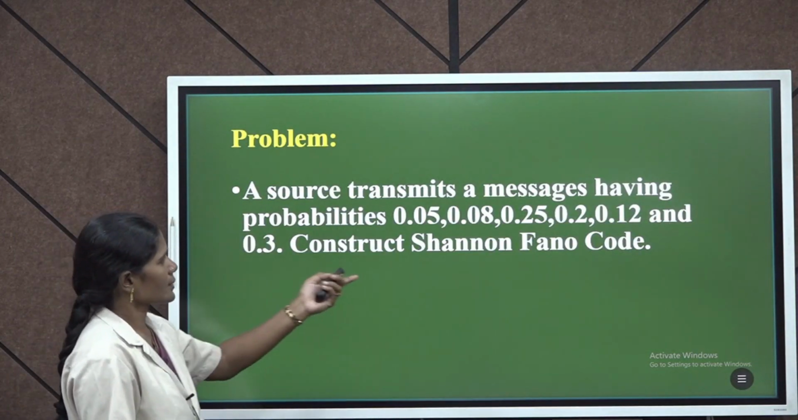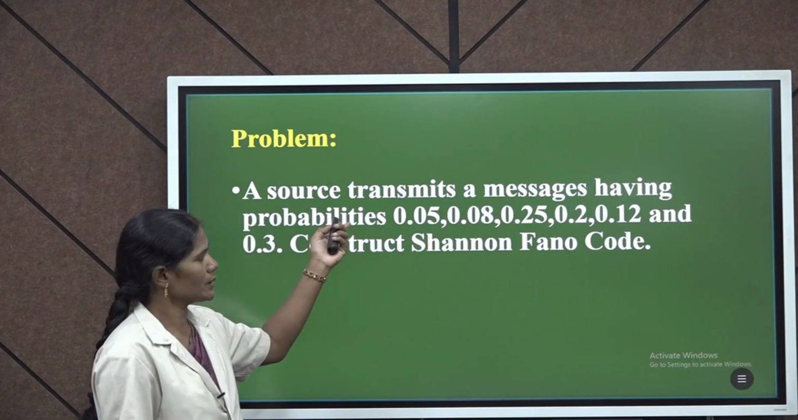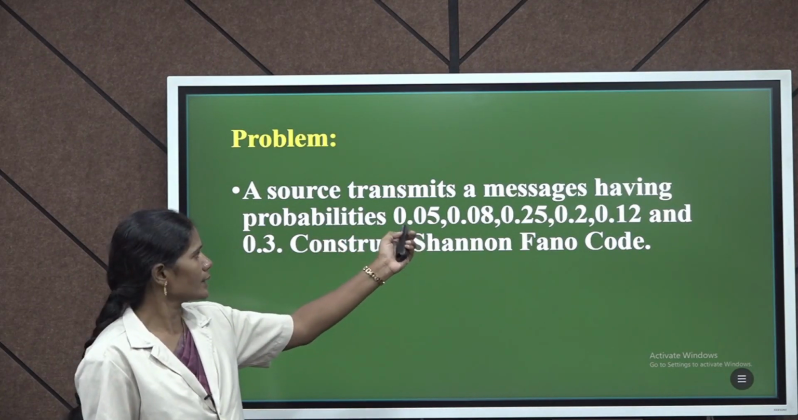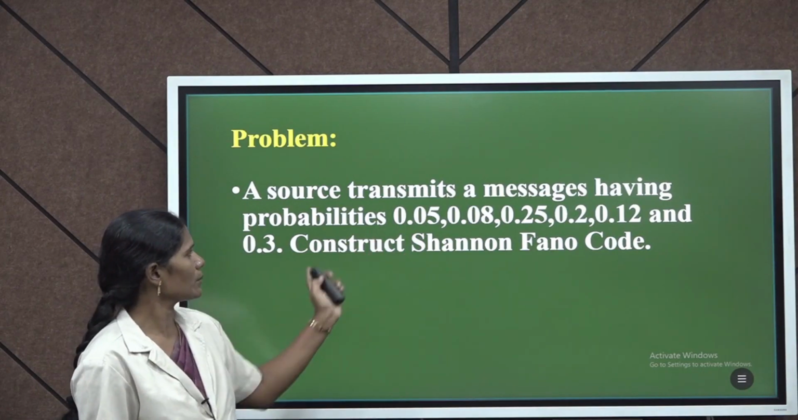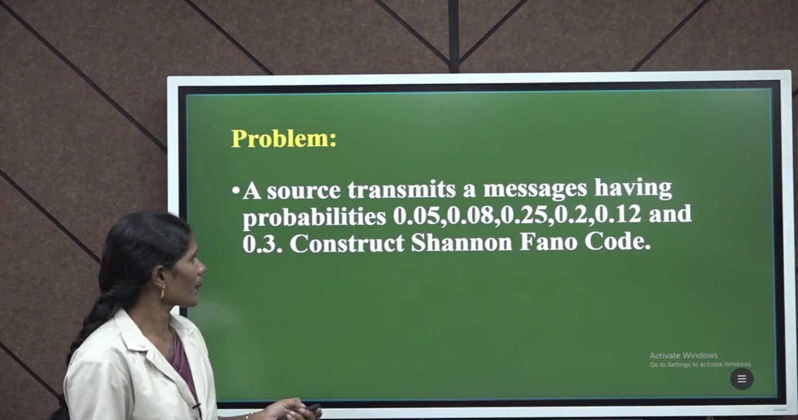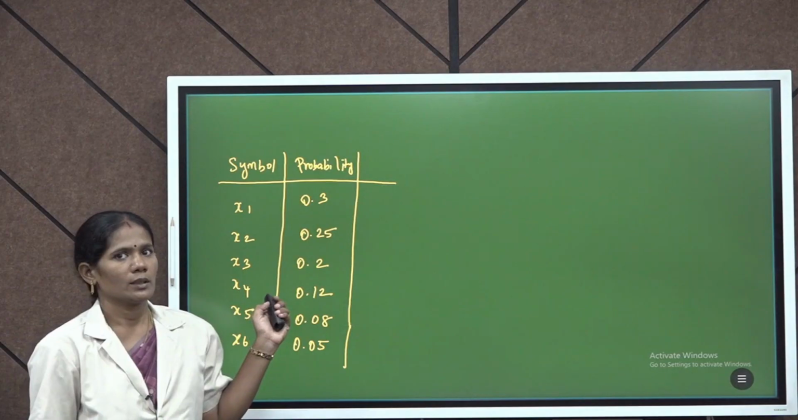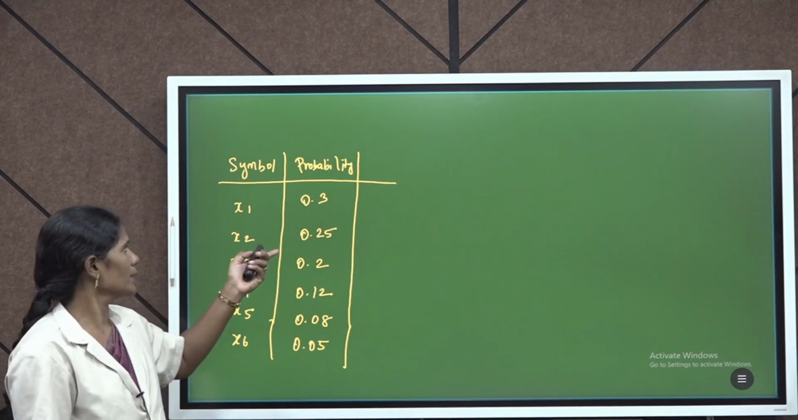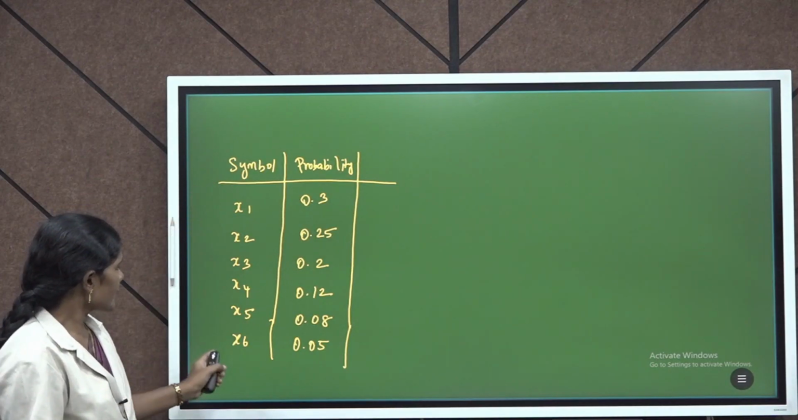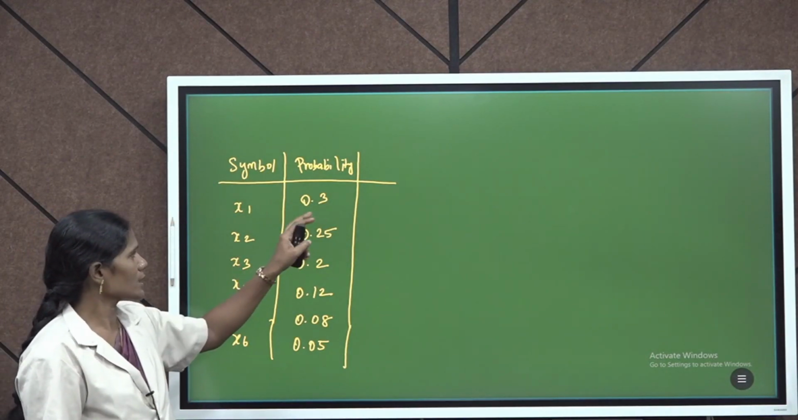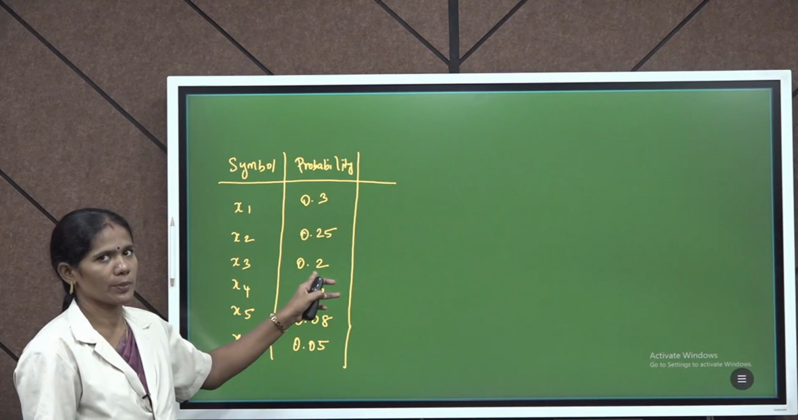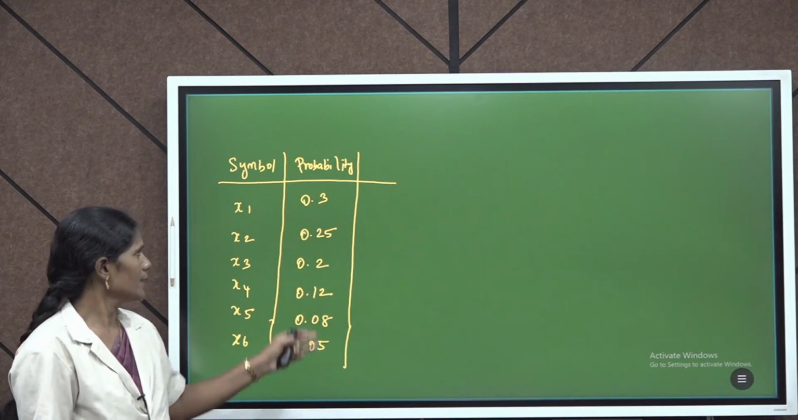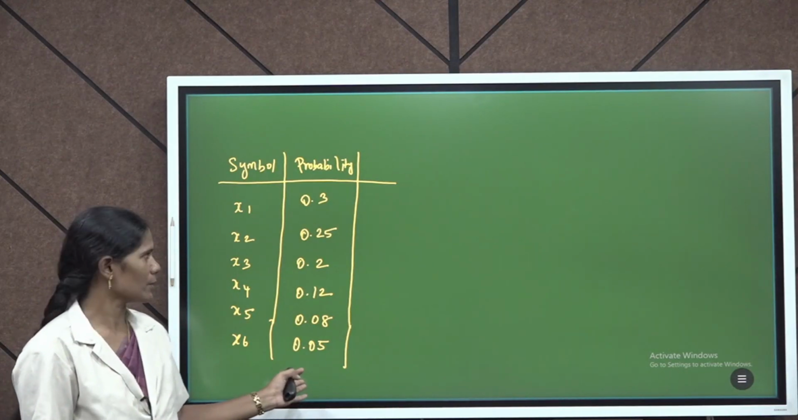Now, we can construct Shannon-Fano code for this example. In this example, we have 6 messages with probabilities whose total is 1. Now, we construct Shannon-Fano code for the previous example. The 6 messages have probabilities 0.3, 0.25, 0.2, 0.12, 0.08 and 0.05. This is the descending order of their probability.